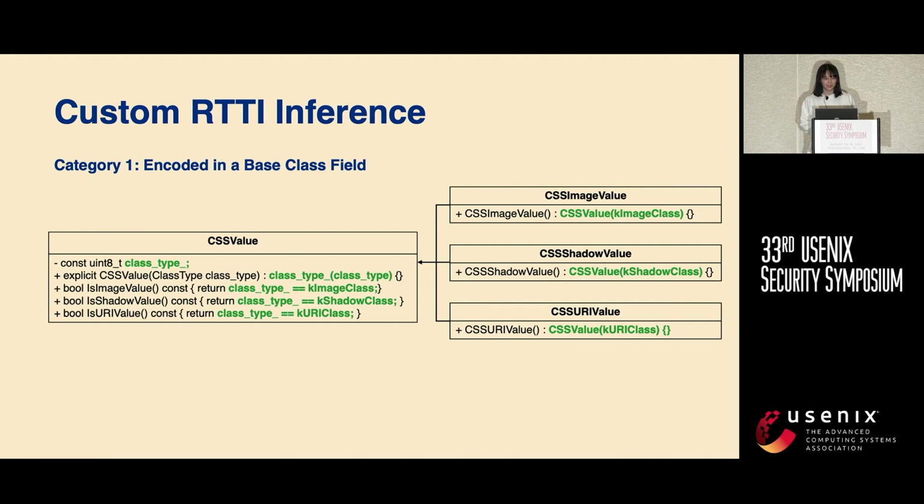The first category is RTTI encoded in a base class field. Those four classes are all from Chrome. This is pretty similar to what we saw in the example. In the base class, we have a class type declared, and it provides a constructor to pass in the concrete value. Three derived classes pass in different values to indicate different classes. And the base class also provides a utility function for the type check.